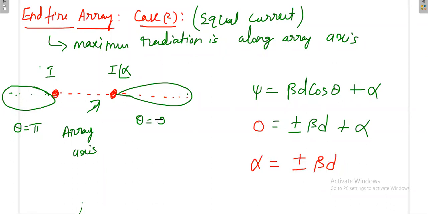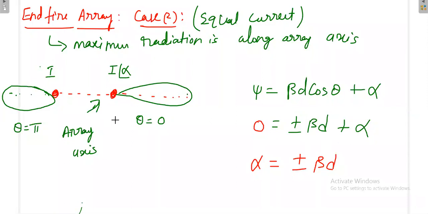Once you excite the antenna with the same current and with the phase difference decided by this value, definitely the direction of maximum radiation will be either along theta equal to 0 or along theta equal to pi. The maximum radiation will be along the array axis. That's the idea of the end fire array.